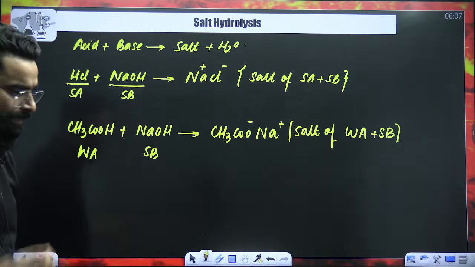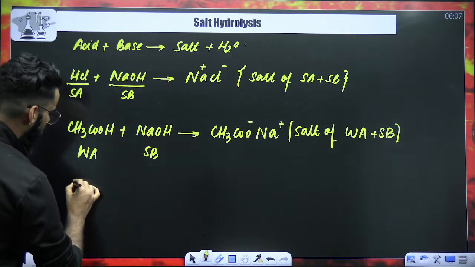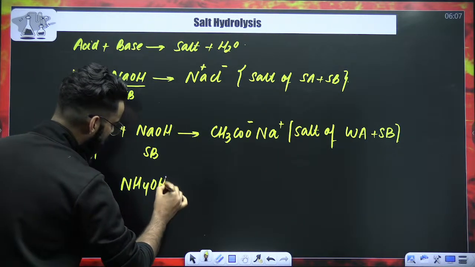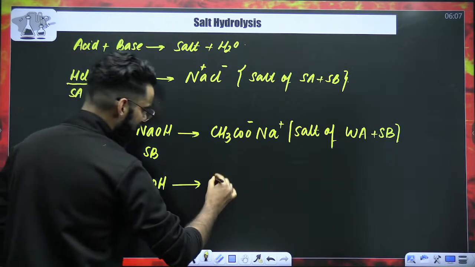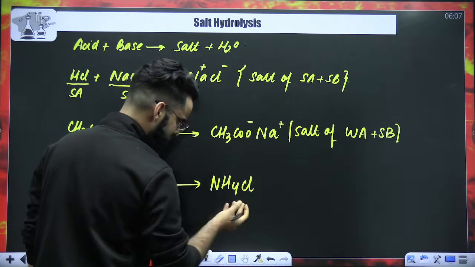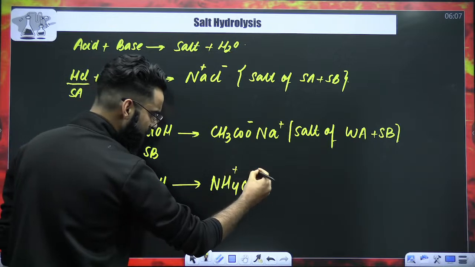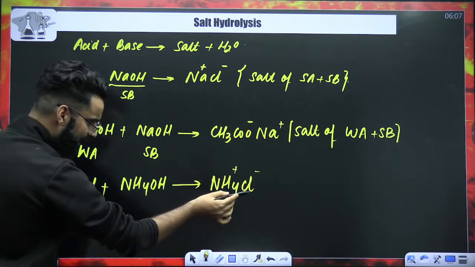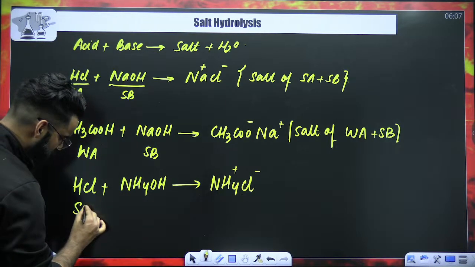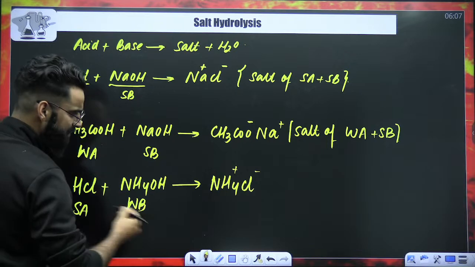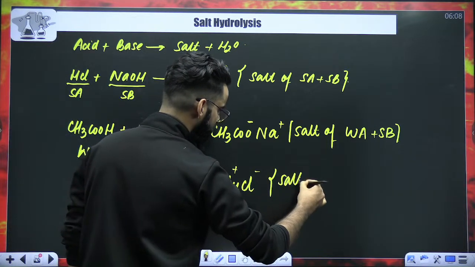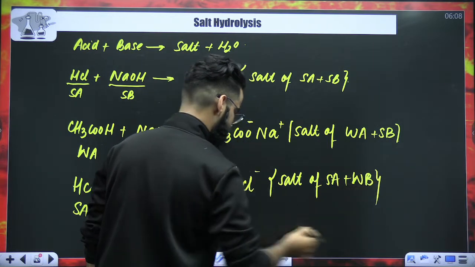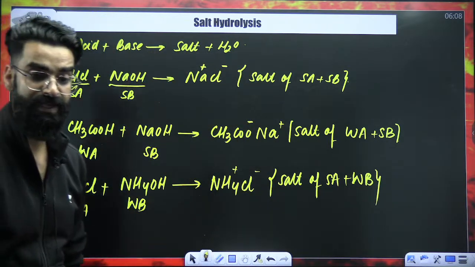As simple as that. Now, for example, let's say I have HCl and I'm making it react with NH4OH. What do I get as the product? I'll be getting NH4Cl as the product here. This is the salt. It is basically NH4 positive and Cl negative. Can I say NH4 positive has come from NH4OH and Cl negative has come from HCl? HCl is a strong acid and NH4OH is a weak base. So I must say this is the salt of strong acid and weak base. So this NH4Cl is the salt of strong acid and weak base.